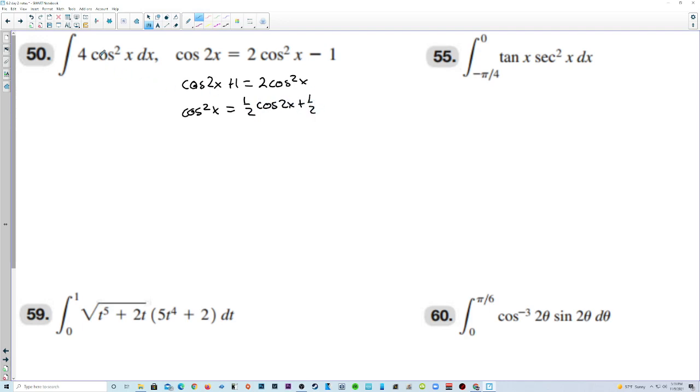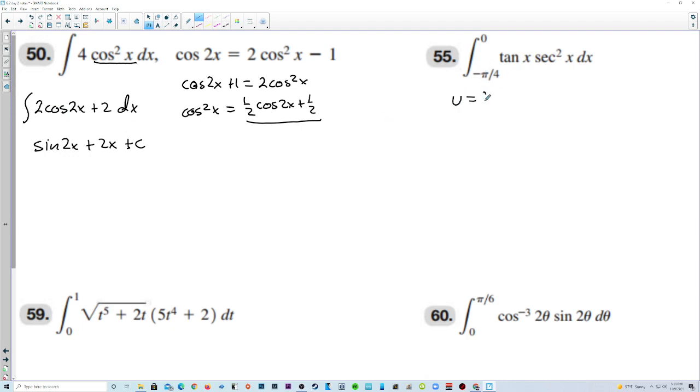Now when we replace cosine squared with this, when we distribute the 4 through, these become 2's. So we're taking the integral of 2 cosine of 2x plus 2 dx. This is going to be sine of 2x plus 2x plus c. So that's the antiderivative. The derivative would be cosine of 2x, but then times 2, which is exactly that.